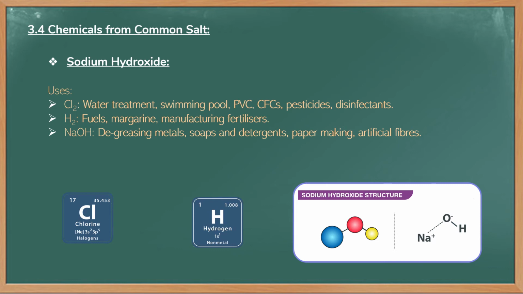Chlorine gas is used in water treatment, swimming pool, PVC, CFCs, pesticides, disinfectants. Hydrogen gas is used as fuels, margarine, and for manufacturing fertilizers. Sodium hydroxide is used in degreasing metals, soaps and detergents, paper making, artificial fibers.